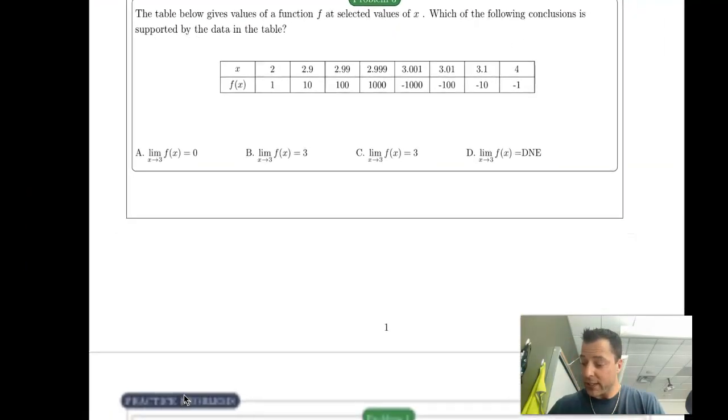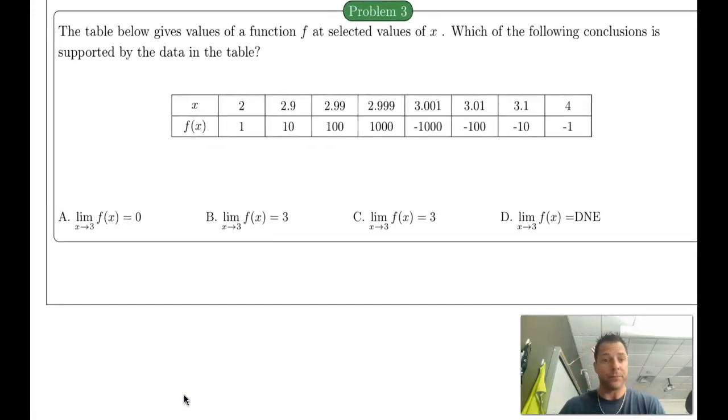And this is a short lesson. This is our final problem. The table below gives us a value of a function, f, at selected values of x. Which of the following conclusions can be made? So let's look at what's going on here.